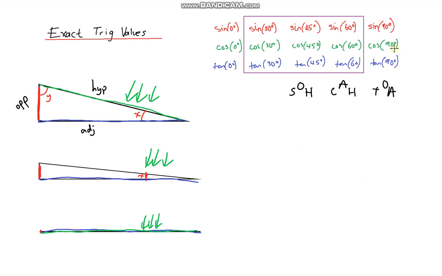So let's have a look at the sine of 90 degrees first of all. Now sine is opposite over hypotenuse. Okay, and because we're thinking about 90 degrees, I'm going to use this angle here because that's closer to 90 degrees.